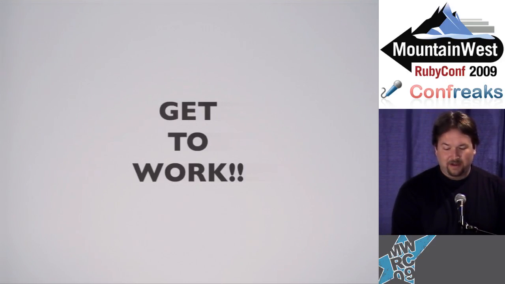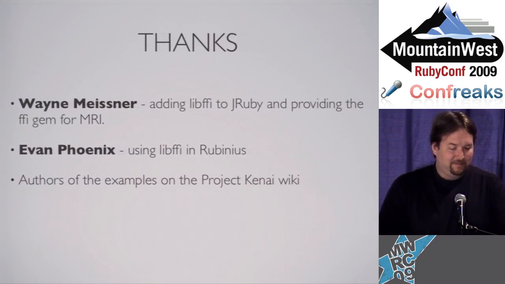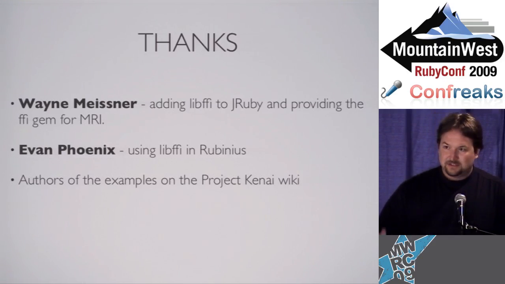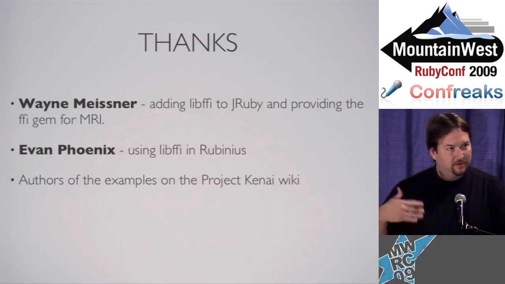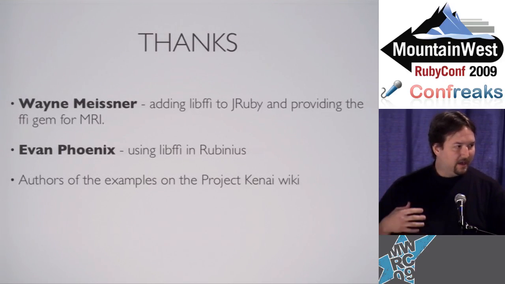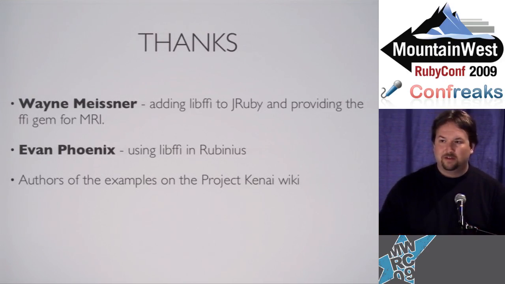The big part of this is we've got some thanks to do. For Wayne Meissner from JRuby, he did libffi in JRuby and gave it to the Matz's Ruby interpreter too. We owe him a huge thanks. Is he here? No? And Evan is using libffi in Rubinius, so all of this stuff is available in Rubinius. And the Kenai wiki, which is the home project for libffi, has a bunch of non-trivial examples that show you some more inner workings, how to actually do a memory pointer, or some crazy callbacks. You can do callbacks with libffi, so you can register an error function, that kind of good stuff. So it's all in there.